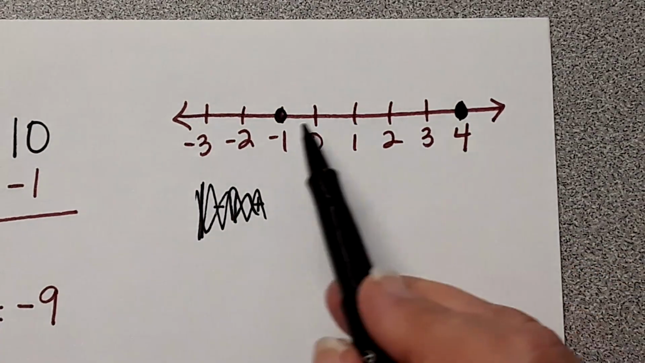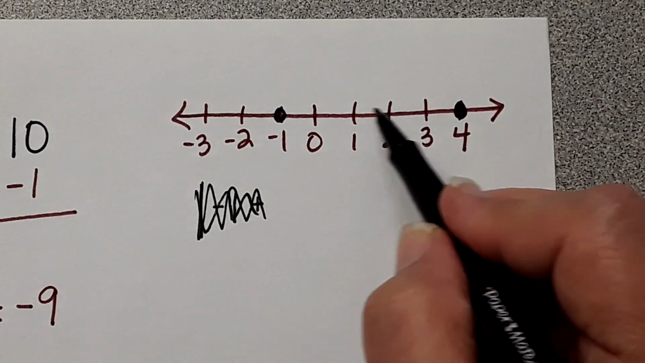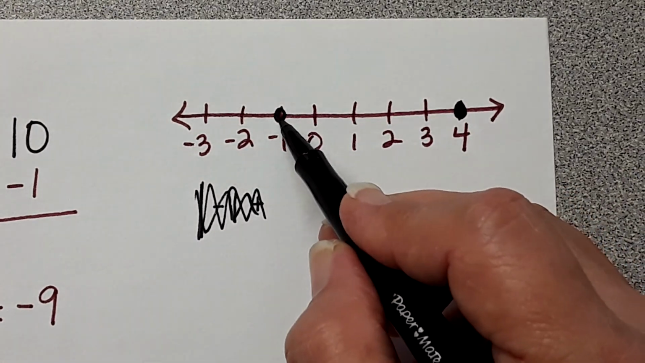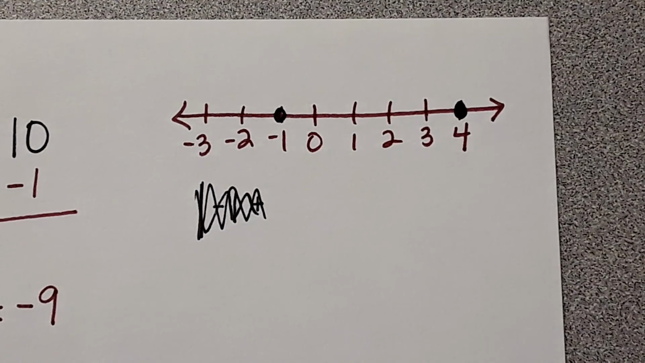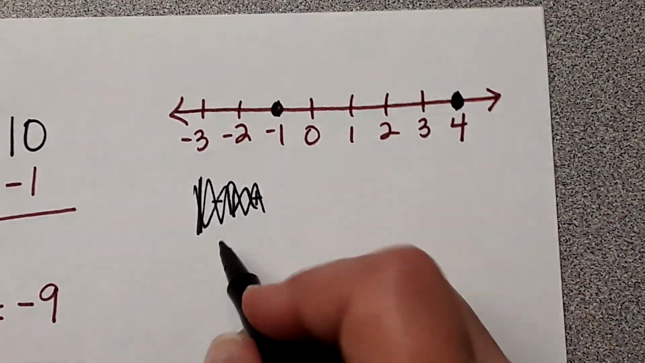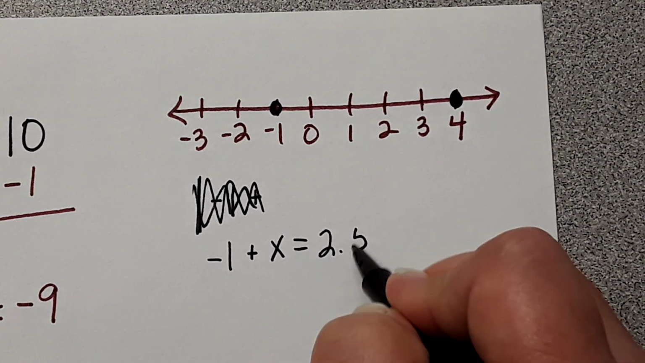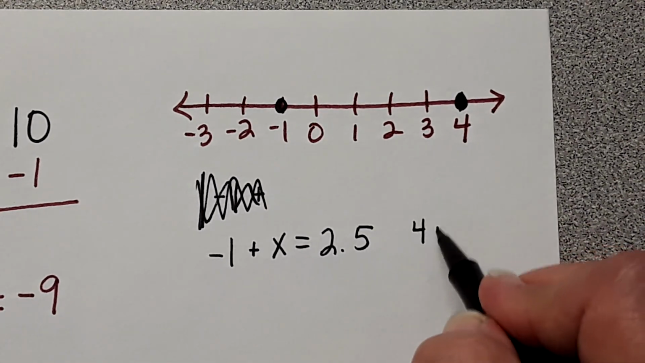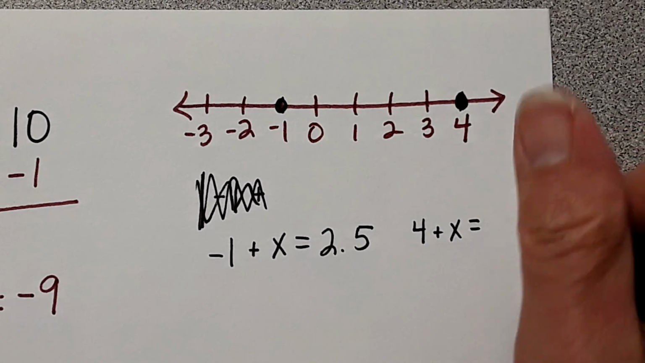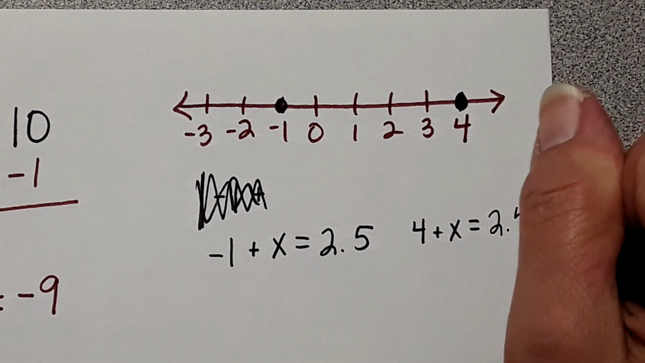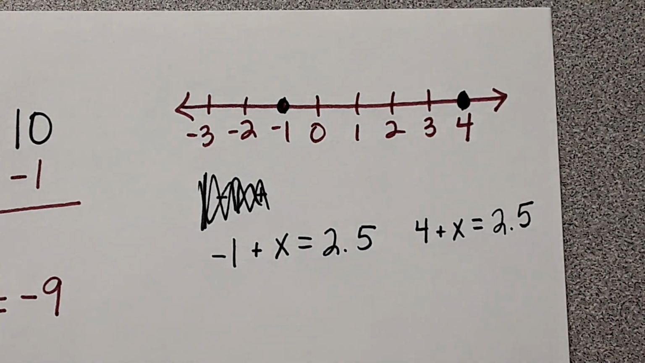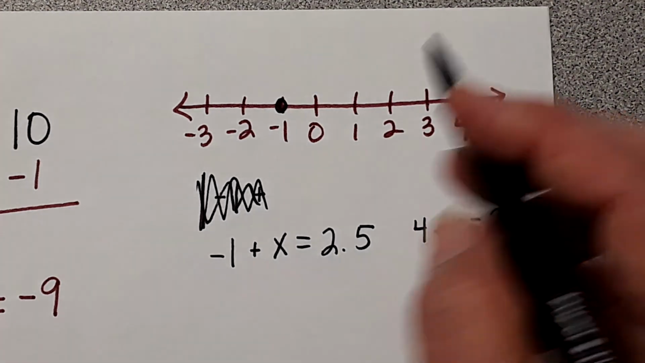Okay, so what's the distance between -1 and 4? 1, 2, 3, 4, 5, right? So what's half the distance of 5? 2.5. Yes. So we're going to have -1 plus x equals 2.5, and then we're going to have 4 plus x equals 2.5. Remember, x should probably be the same number, so this one might need to be negative.